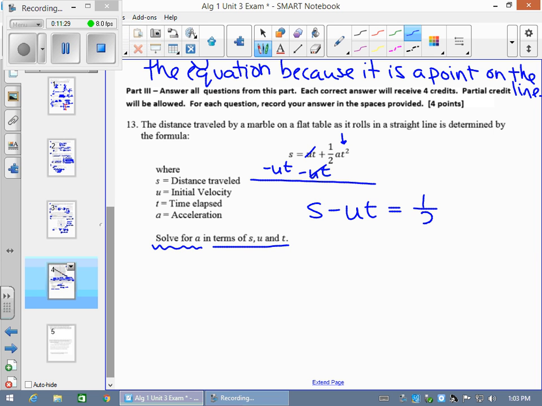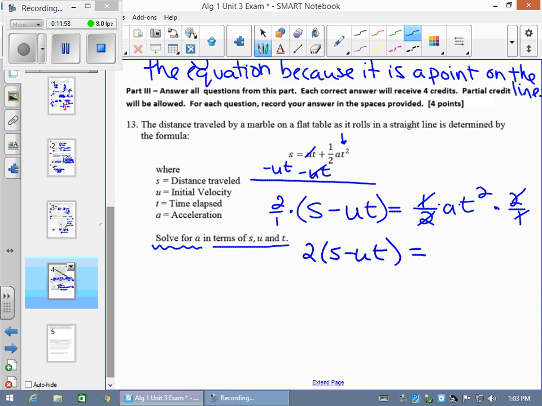Now everything that is happening to a, there is multiplication of 1/2, and it's being multiplied by t squared. So I'm going to first try to take care of this 1/2. I can multiply by 2/1, which is the reciprocal, to undo that fraction, and then I have to do the same thing on the other side of my equation. But notice I put parentheses because I'm multiplying the entire left side of the equation by 2. So now I'm going to rewrite what I have left.